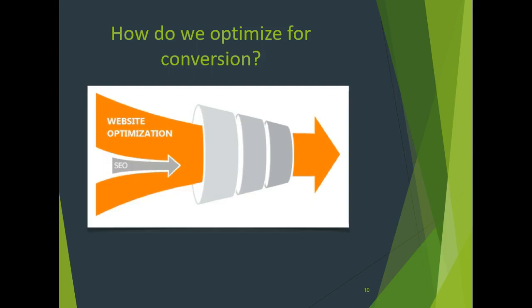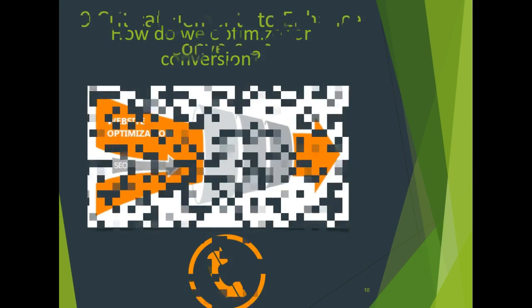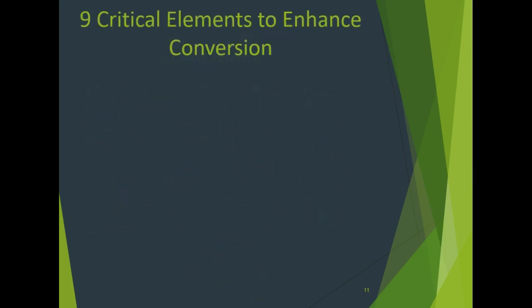All right, so this is just an image of a funnel, right? So all the different sources are coming through the wide end. So website optimization, SEO, PPC, social media, all those are coming through the big end of the funnel. And then the funnel represents the conversions with phone calls coming out at the other end. All right. So let's talk about 9 critical elements to enhance the conversion of your website.